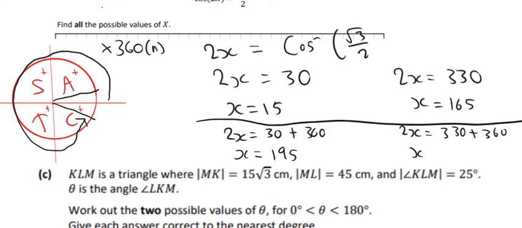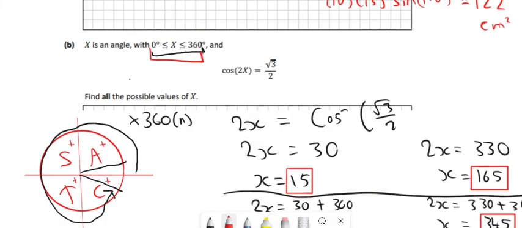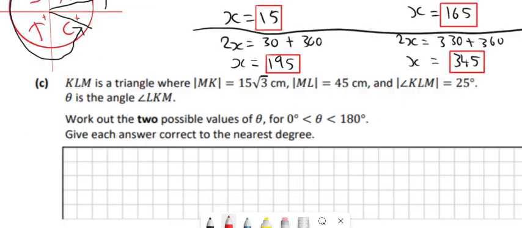And the same with the other one: if you add them together and divide by 2, you get 345. So I've got 4 answers there: 195, 345, then 15 and 165. So all those solutions will work. They're all in between 0 and 360 like we had up there. And we're done then. You could try 2x is equal to 30 plus 360 times 2, and 2x is equal to 330 plus 360 times 2, but you won't get more values that are in between 0 and 360.